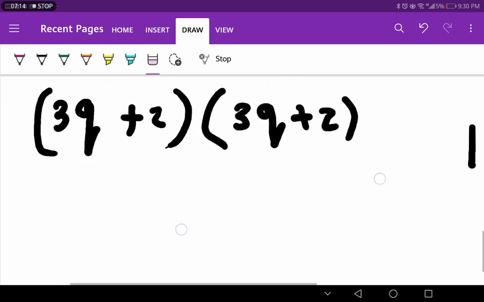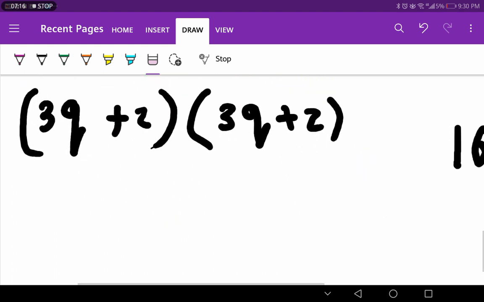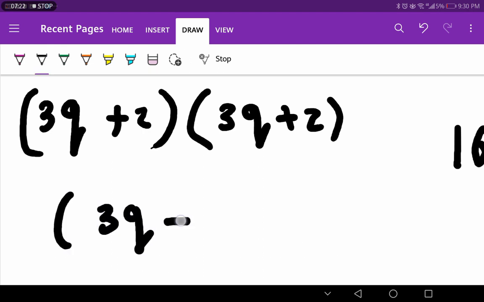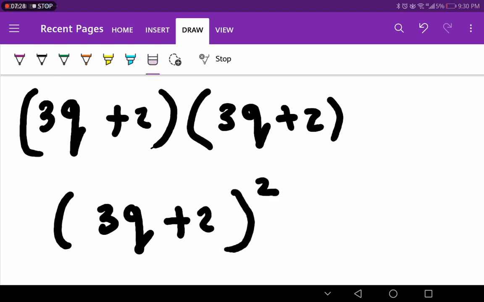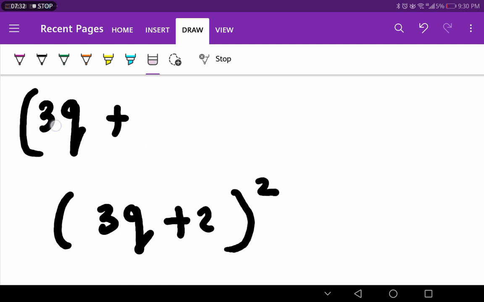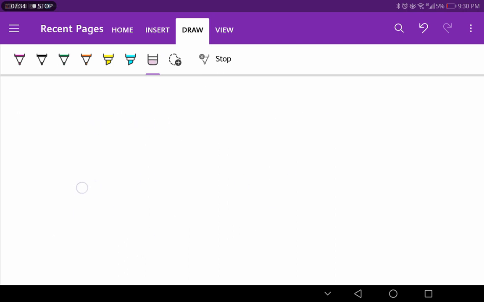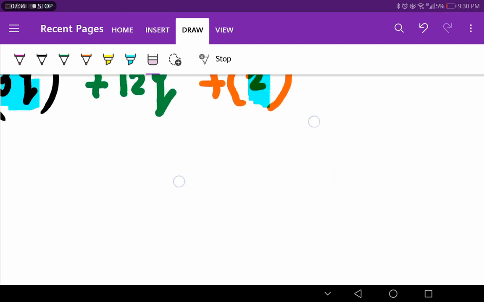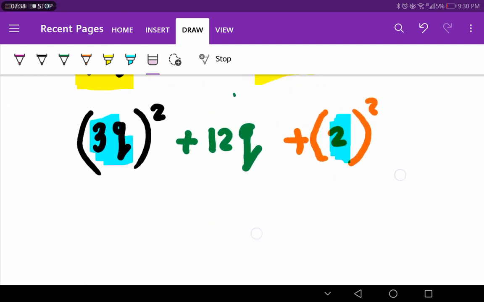Now actually if you multiply anything by itself, it will be 3q. I will write it one time and write square or power 2. Are you happy with that? Okay, you need one more example? Okay, I will give you one more example.